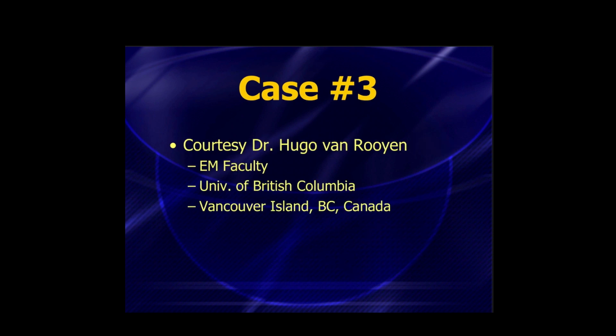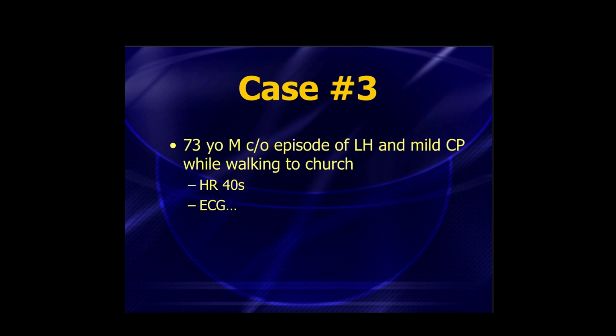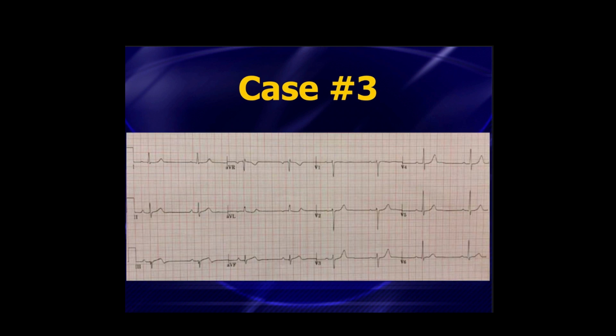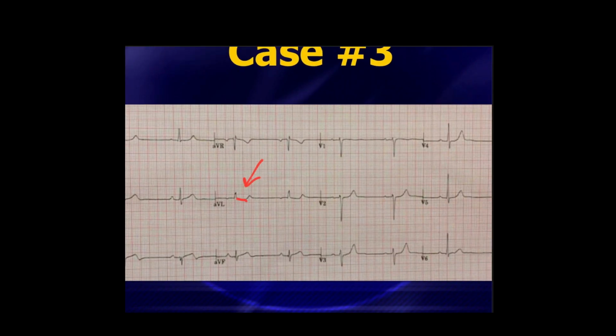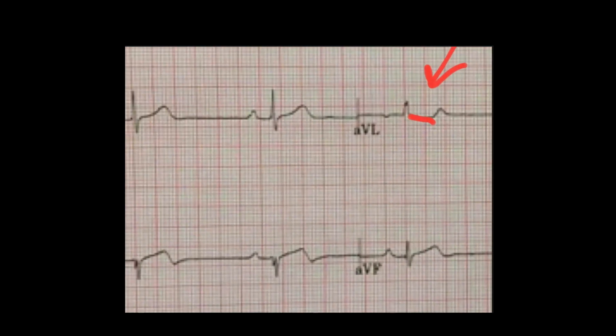All right, how about another case of impending inferior wall STEMI? This is from Vancouver Island in British Columbia, Canada, sent by Dr. Hugo Van Royen. A 73-year-old man came in with an episode of lightheadedness and some mild chest pain while walking to church. The patient was a bit bradycardic, typical for inferior wall ischemia, by the way. Here's the initial 12-lead ECG. Again, the computer's just going to call it non-specific. The computer doesn't know that this ST segment sagging in AVL is typical of inferior wall ischemia, early inferior wall STEMI.